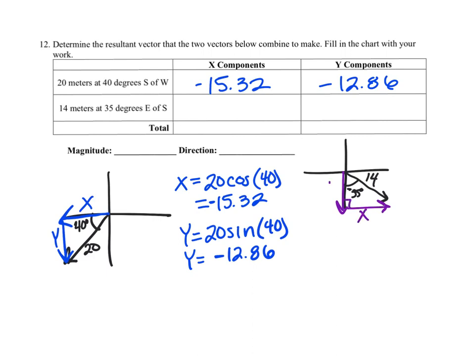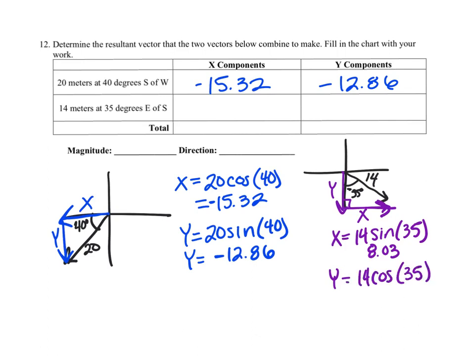Your x is the horizontal side, y is the vertical side. So now x is opposite, so we're going to use sine for x. It'll be hypotenuse of 14 sine 35, and that is going to equal 8.03. We're going to keep it positive since this vector is going east. Then y is going to be 14 cosine 35, since your y vector is the one that is adjacent, or touching your angle. That is going to equal 11.47, and we're going to make that negative because once again it's going south. Now we can plug those into our chart and put the 8.03 in the x column, the negative 11.47 in the y column.